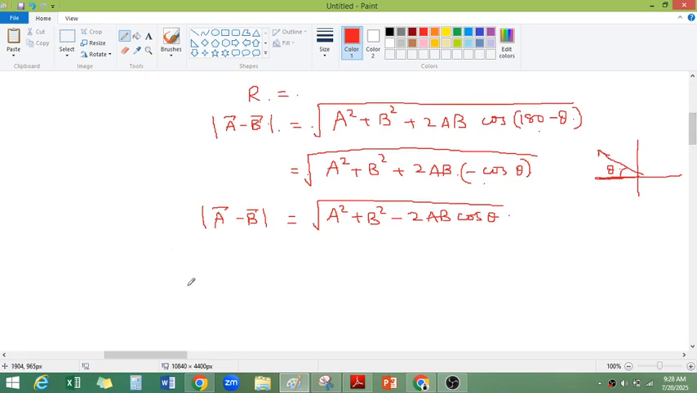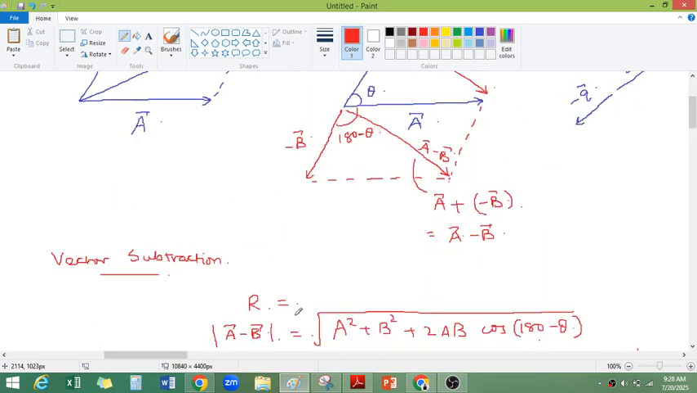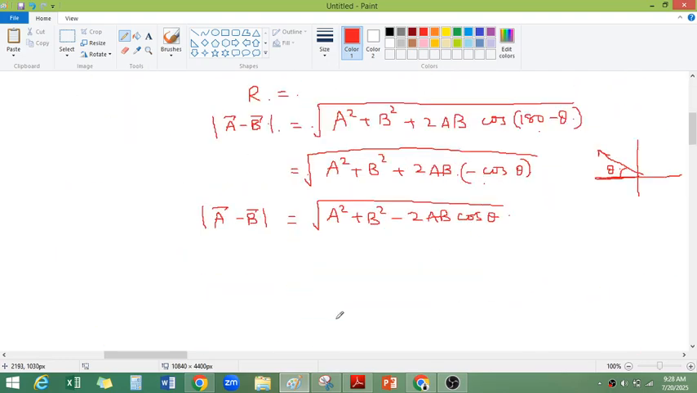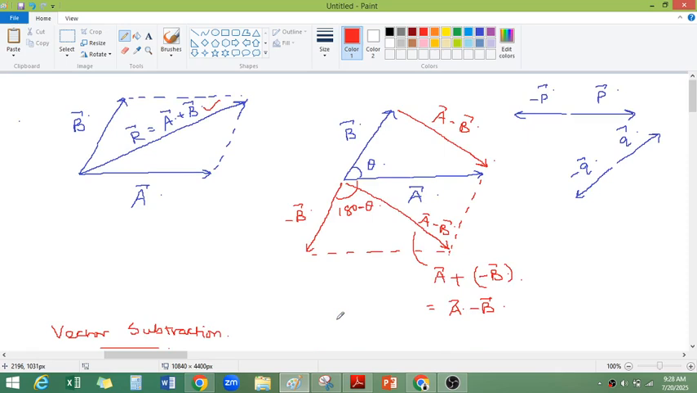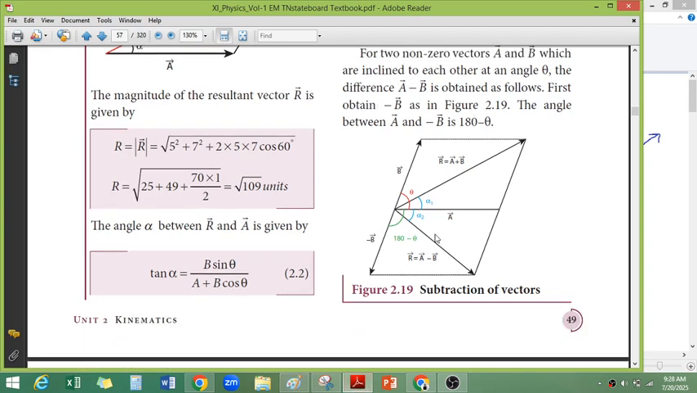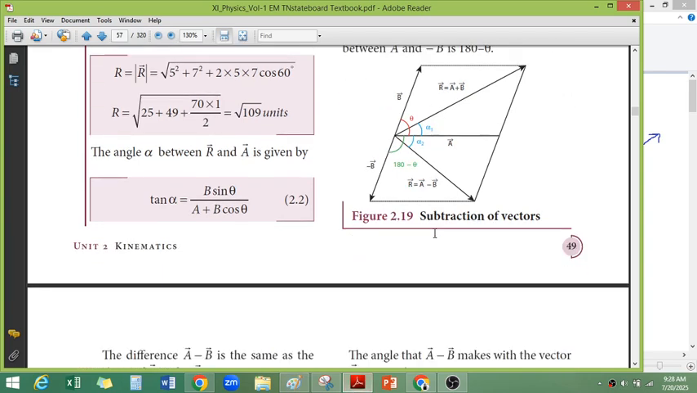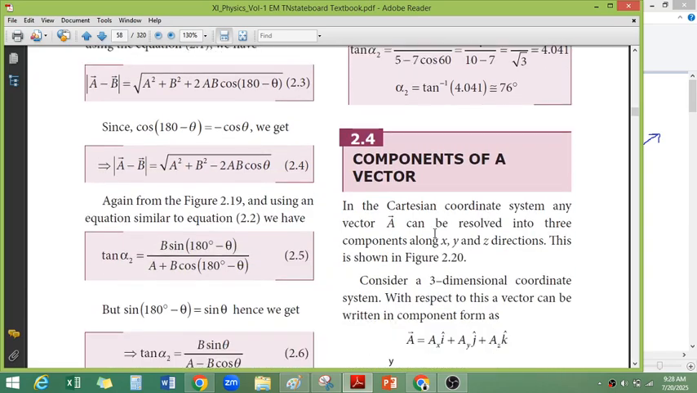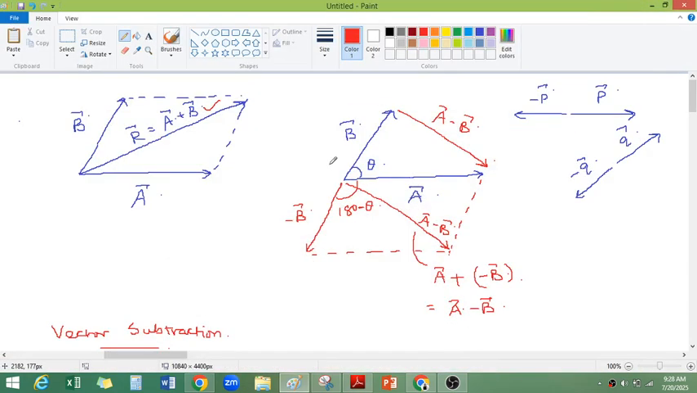Similarly, we have to find the angle between them. Angle between A and B, tan of this resultant is, let's see what they've used in your book. Let me follow the same angle. Alpha 1, alpha 2. Okay, so they called it as alpha 2. So let me do the same thing. So this they called it as alpha 1 and they called this as alpha 2. Angle between A and the resultant for the A minus B vector.